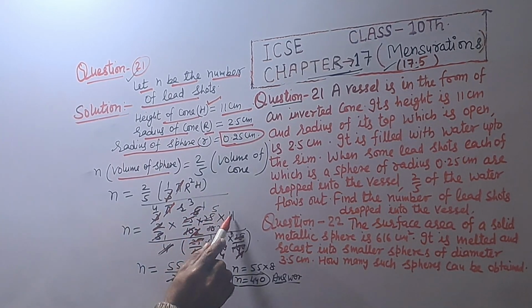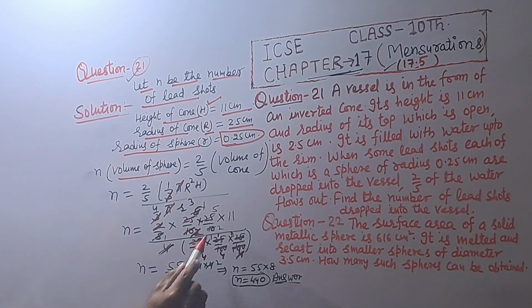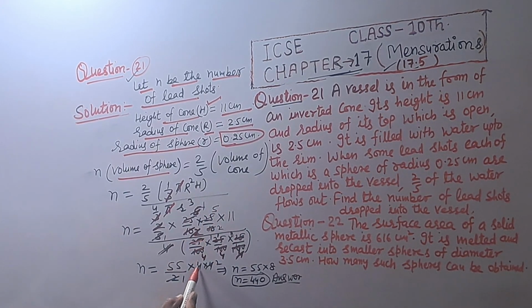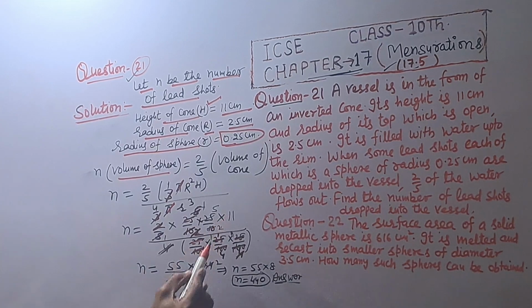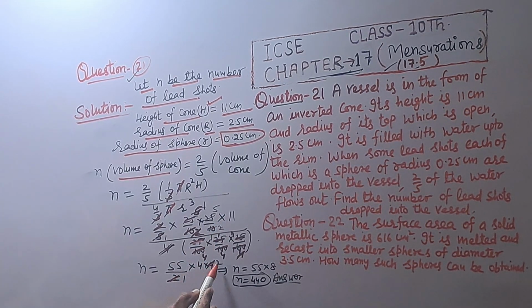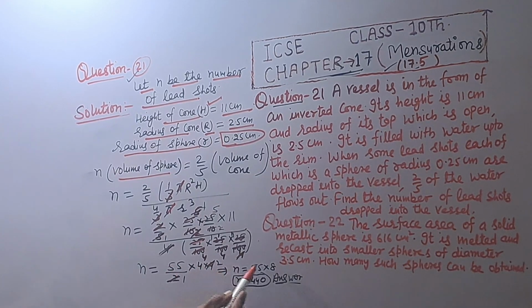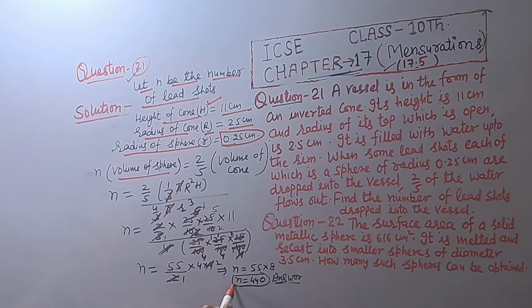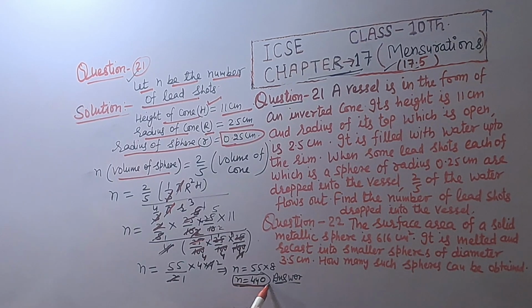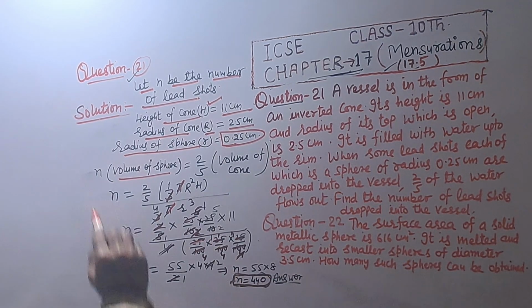So we get 11 into 5, that is 55 upon 2 into 4 multiplied by 4 into 4 from the numerator. 2 1s are 2, 2 2s are 4. 55 multiplied by 4 2s are 8. We get n is equal to 440. Answer.